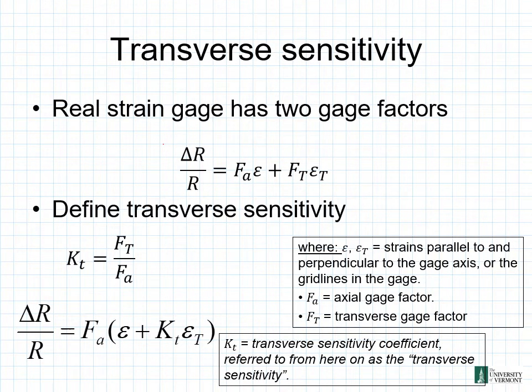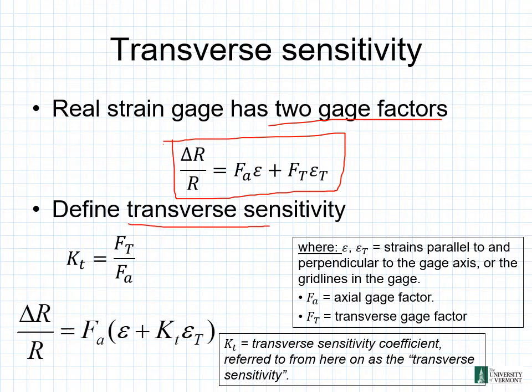So let's take a look at transverse sensitivity. So for a real strain gauge, it has two factors here. So we have this following relationship here. We have delta R over R is equal to F sub A times epsilon sub A plus F sub T times epsilon sub T, where our epsilons are the strains parallel and perpendicular to the gauge axis, or the grid lines in the gauge. Our F sub A is our axial gauge factor, and our F sub T is our transverse gauge factor. So if we define our transverse sensitivity, we have that K sub T is equal to F sub T over F sub A, where K sub T is our transverse sensitivity coefficient, referred to from here on out as the transverse sensitivity.